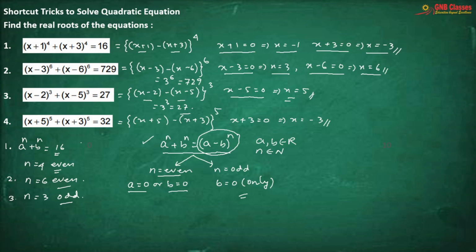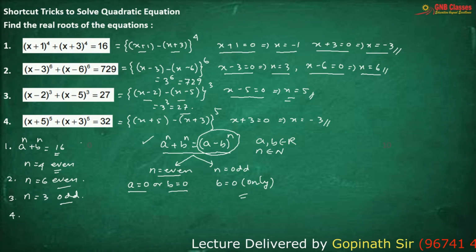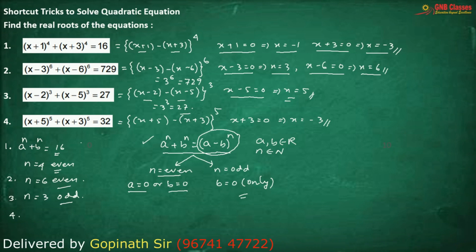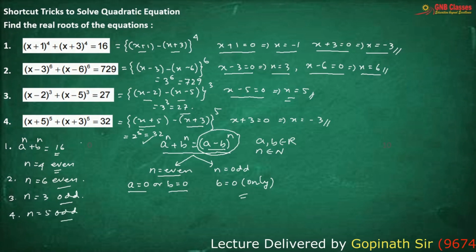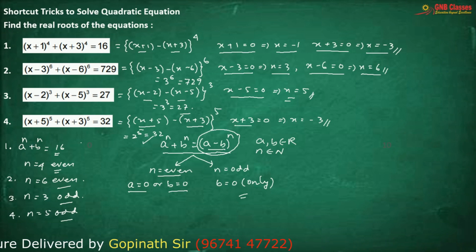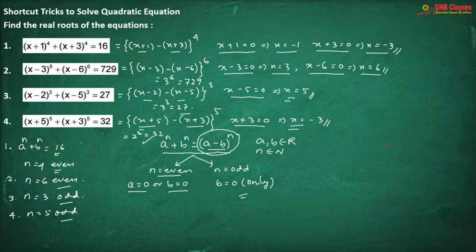See the fourth sum. Again, it is in the form of a to the power n plus b to the power n equals a minus b whole to the power n. A minus b whole to the power n, I have written it like x plus 5 minus x plus 3 whole to the power 5, which gives you basically 2 to the power 5, which is nothing but 32. Right? Here, n is nothing but 5. Again, it is odd. If it is odd, the answer will be what? b equals 0. That is, x plus 3 equals 0, which implies x equals minus 3. That's it. Have you understood this trick?